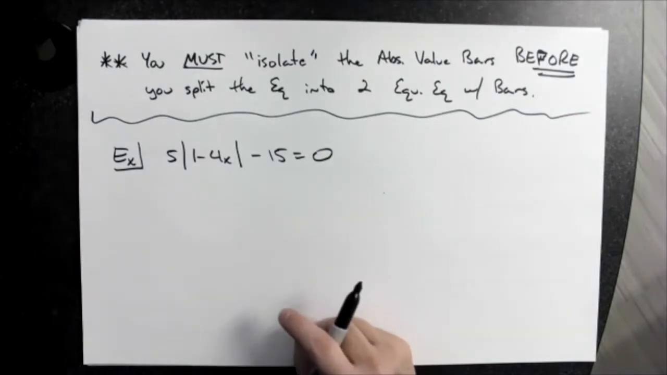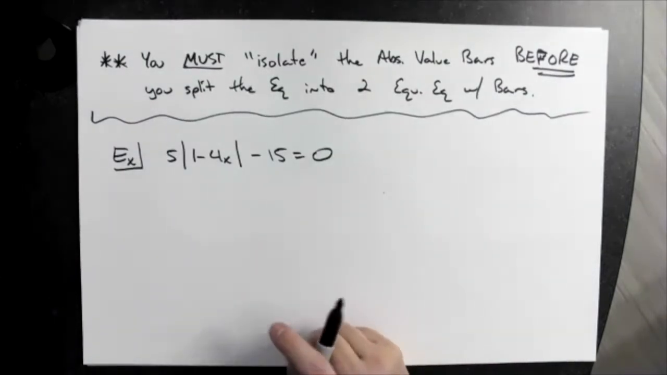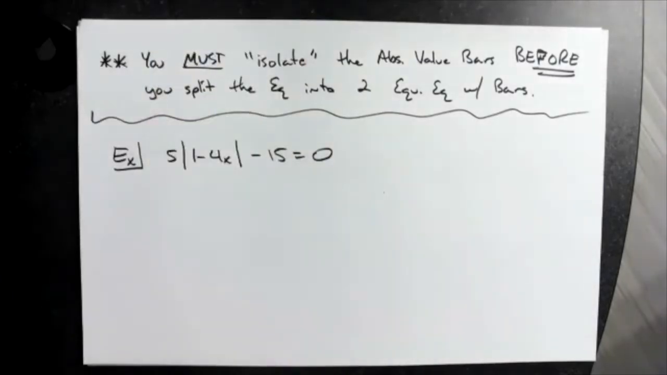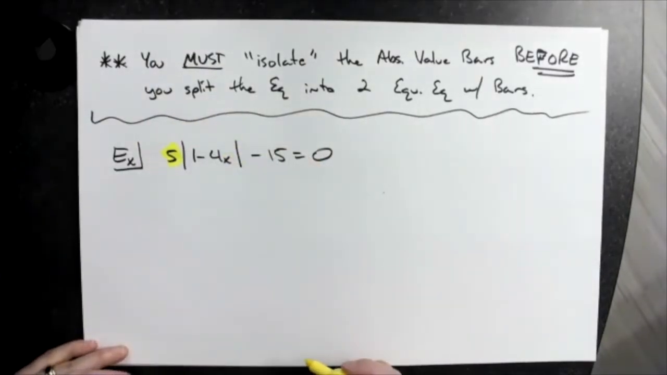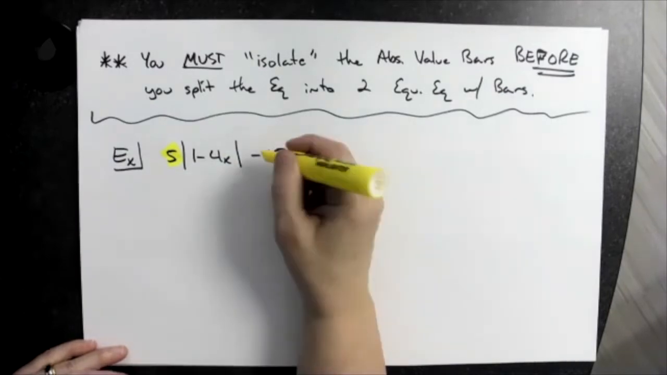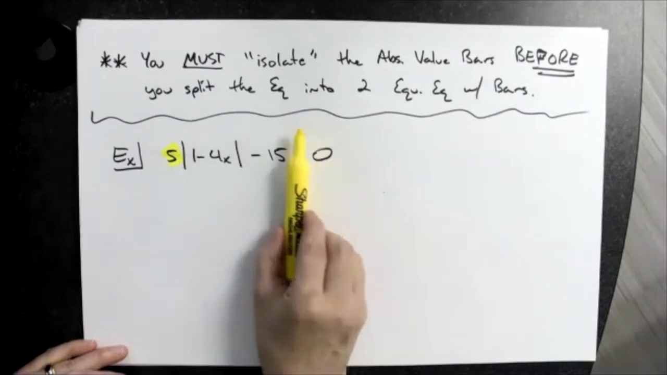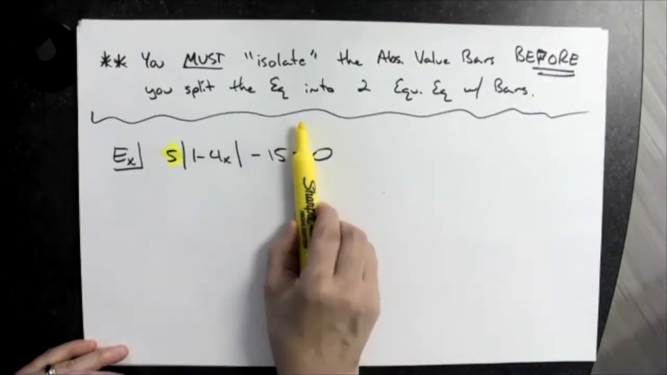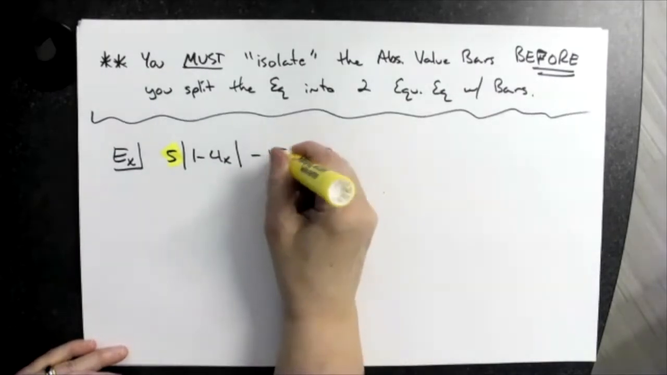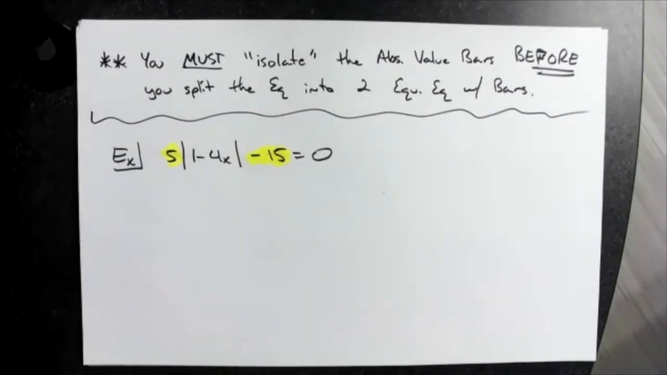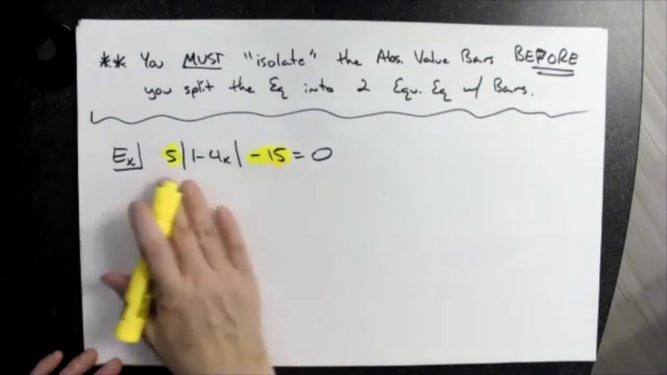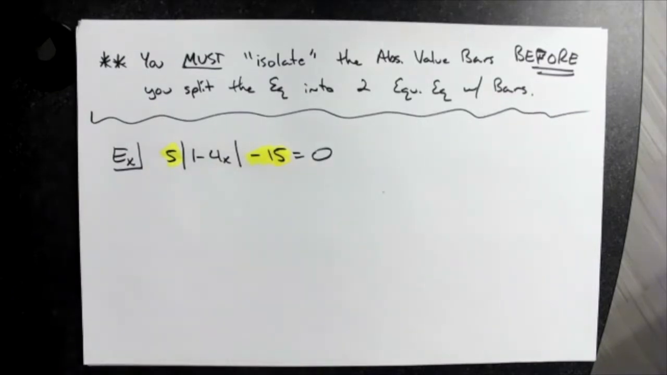All right, now this isolate thing, what I'm talking about: if I have numbers that are being multiplied, that 5 is being multiplied by the absolute value bars. Okay, so it's not isolated. Here's the center of my equation. The equal sign is the center. And on the left-hand side, there's a minus 15. So things are being added and subtracted. Things are being multiplied. I have to get rid of all of those before I can break it up into 2.